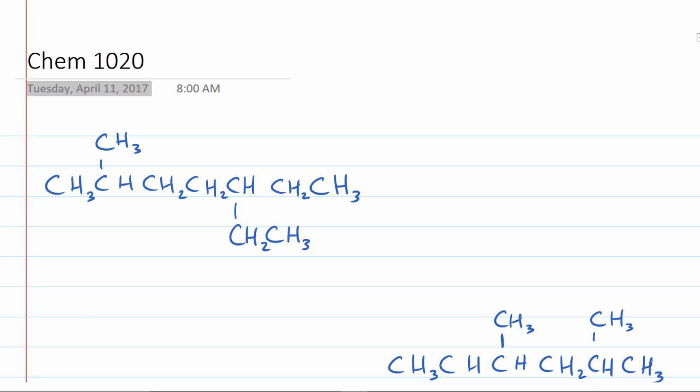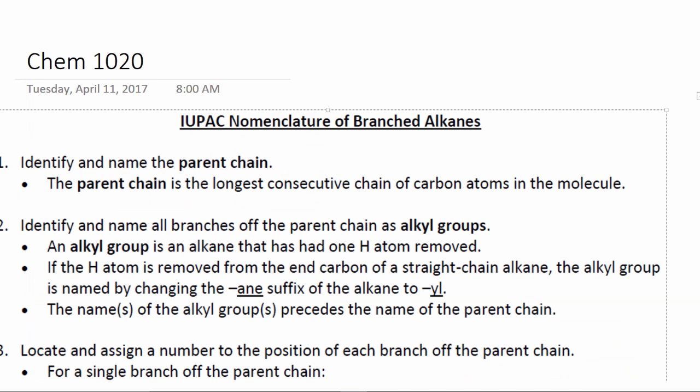We have this structure right here. What we'd like to do is write out a name for the structure. By the way, in order to write out the names, you will need this handout right here, the one that was sitting out here today. It sits at the top with the IUPAC nomenclature of branched alkanes.